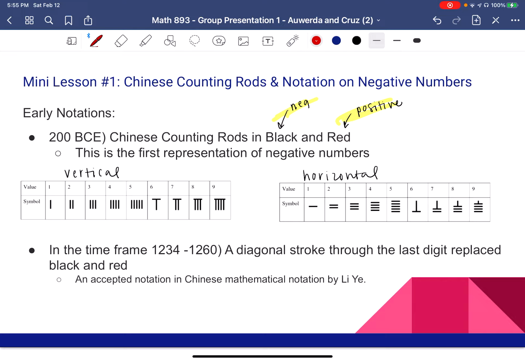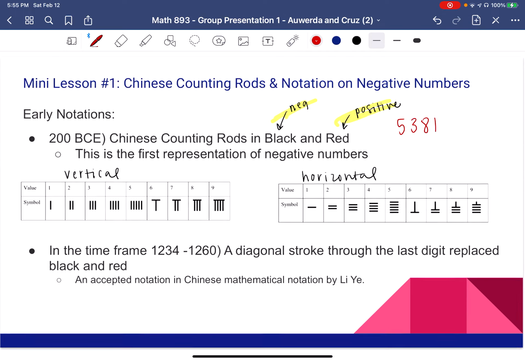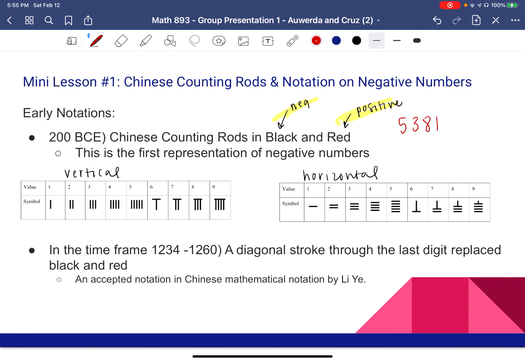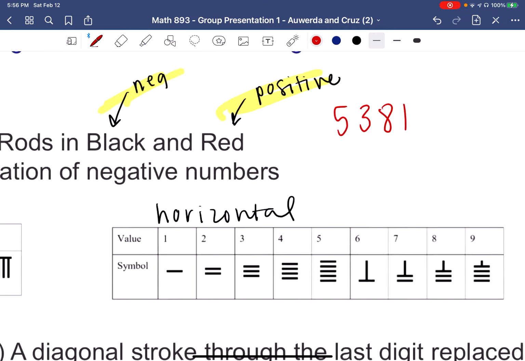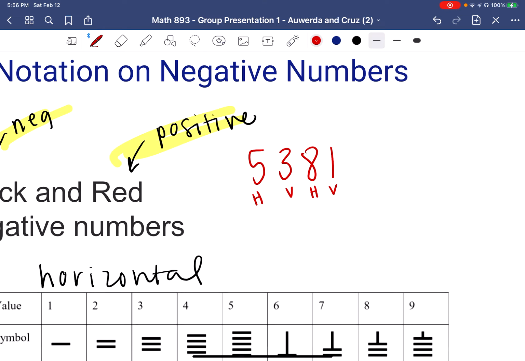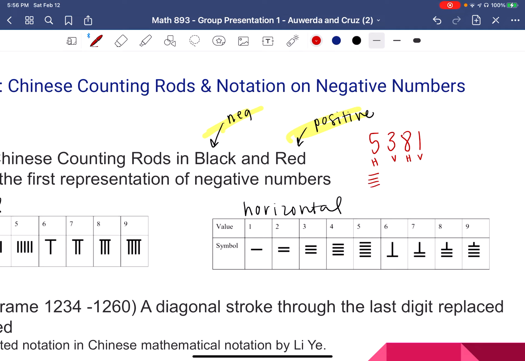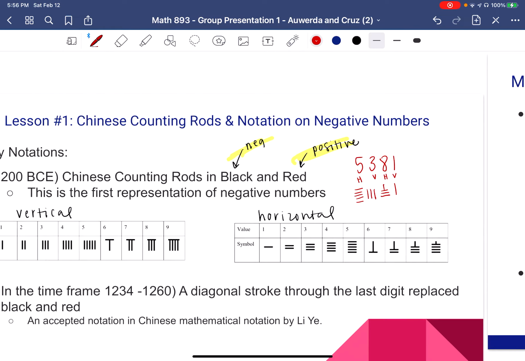So if we were to represent 5,381 in the Chinese counting rods notation, I would represent it in red because it is positive. I am going to start with the ones place, and that will be vertical rods. Then we will have horizontal rods for the tens place, vertical for the hundreds place, and horizontal for the thousands. Now, if I were to represent 5 using horizontal rods, I would use 5 rods like that, 3 vertical ones, then I would use the horizontal 8, and then vertical 1.